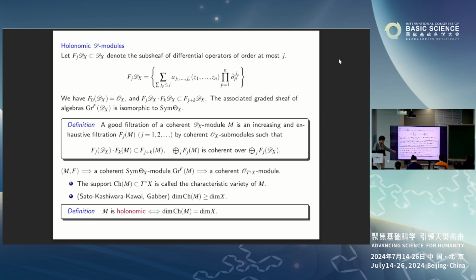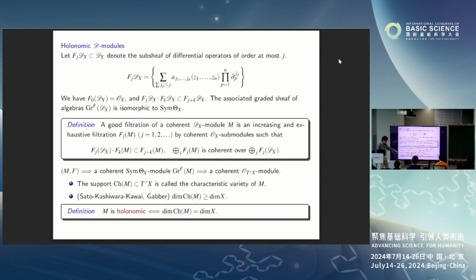And according to the theorem of Sato, Kashiwara and Kawai, which was later proved by Gabber in a much simpler way, the characteristic variety of a D module is always coisotropic with respect to the natural symplectic structure of the cotangent bundle. So in particular, the dimension of the characteristic variety is always at least the dimension of X.